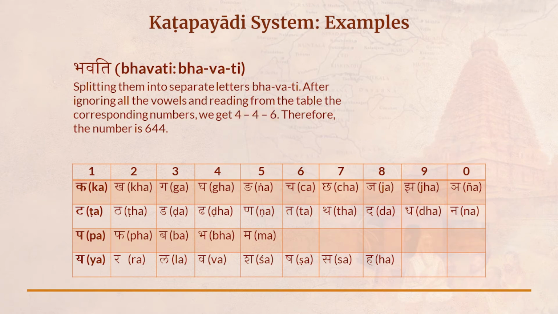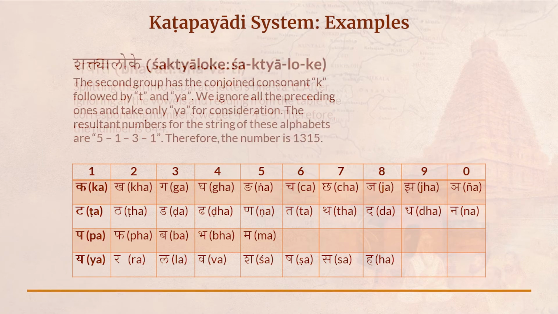And as I mentioned in the Bhuta Sankhya video itself, we need to reverse it because we read from left to right. So basically the number is 644. The number 644 can be represented with a simple word, bhavati. That's the idea here. Let's look at one more example.